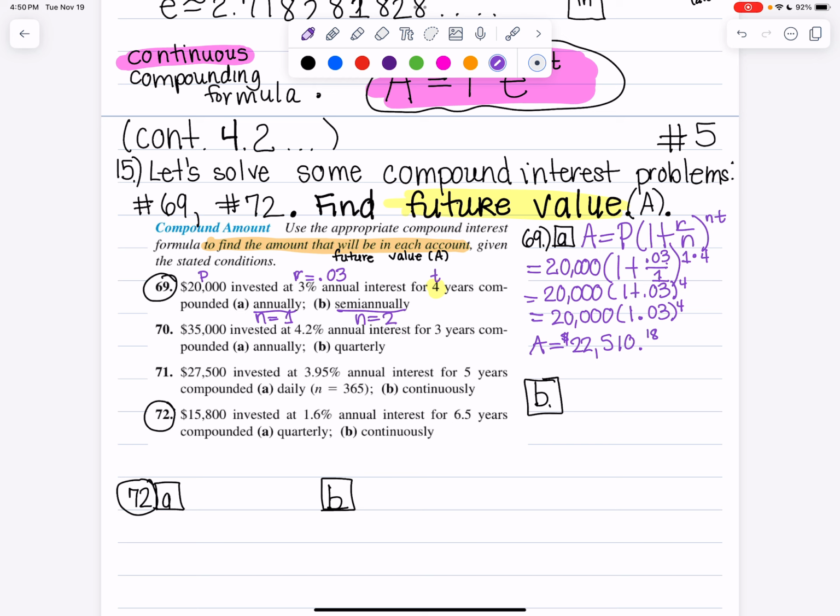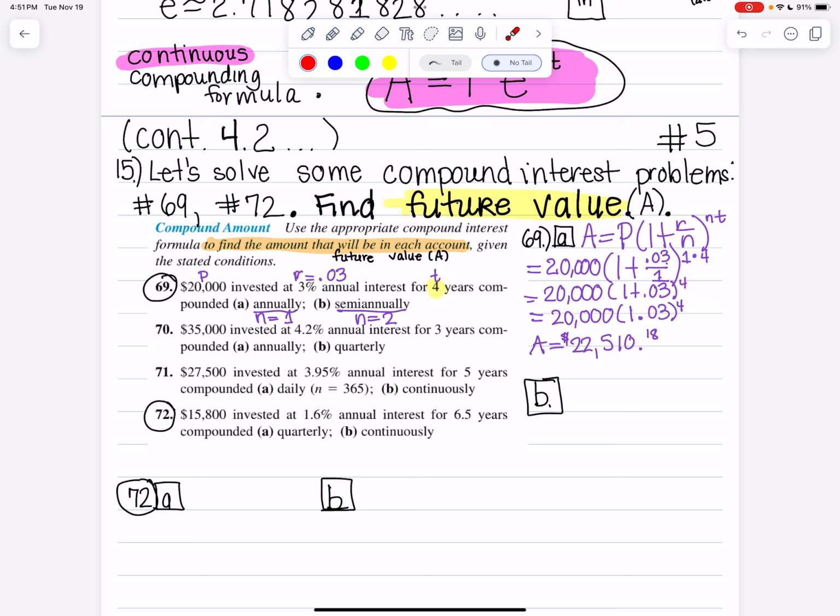This is the amount, you all, we will have in this account if we start with $20,000, at an interest rate of 3% for 4 years. This will be the total amount in our account in 4 years. Okay. Now, let's do part B. Part B says you're going to get interest added semi-annually, which means twice a year. Okay, so now our N is different. Our N is not 1, it is 2.